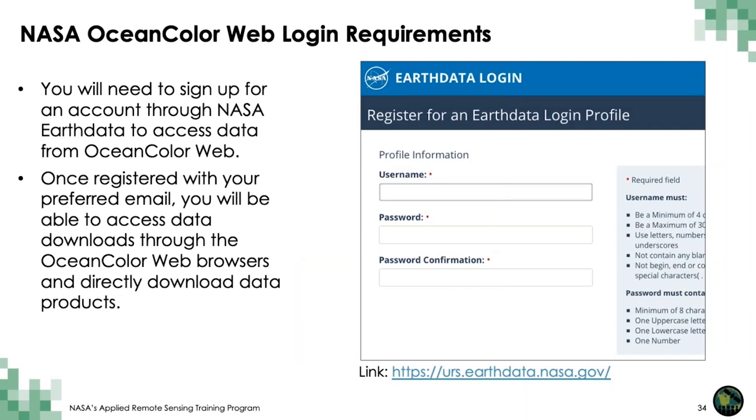To download data from the browser, you'll need to register for a NASA Earthdata account. You'll be prompted to create that account or log in if you attempt to download data from the Ocean Color Web browser. But the link is also provided here for you to the registration page if you want to do that beforehand. This registration is typically pretty quick, and you'll just need an email to complete the process. So not a whole lot of information on your end. Once registered, you'll be able to directly download data from the browser.